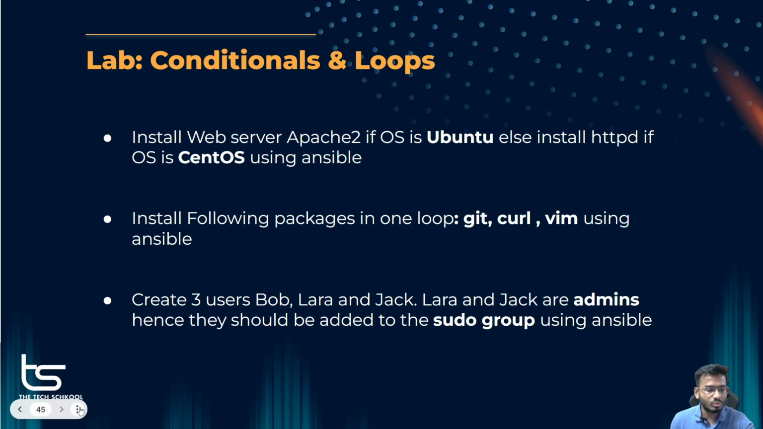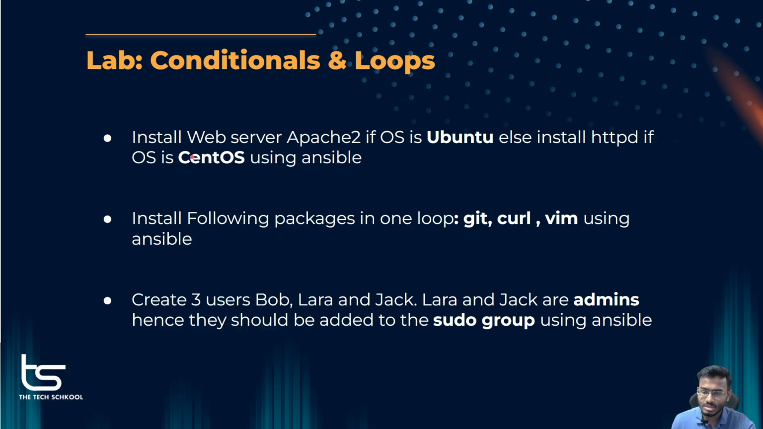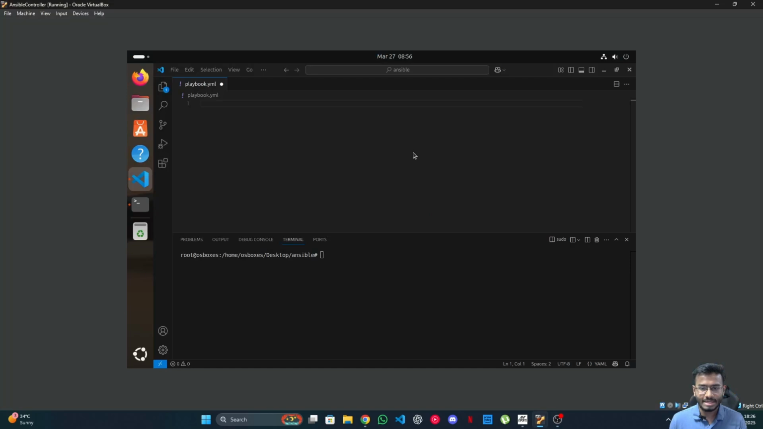So let's begin. I have three activities lined up for us, and we'll just go one by one and we'll code the exercise accordingly. First exercise, we have to install the web server: Apache 2 if the OS is Ubuntu, HTTPD if the OS is CentOS. So let's begin with this lab exercise now. We are going to use the same setup that we used in the previous lab, so I'm going to use the Ubuntu VM itself. So let's begin.